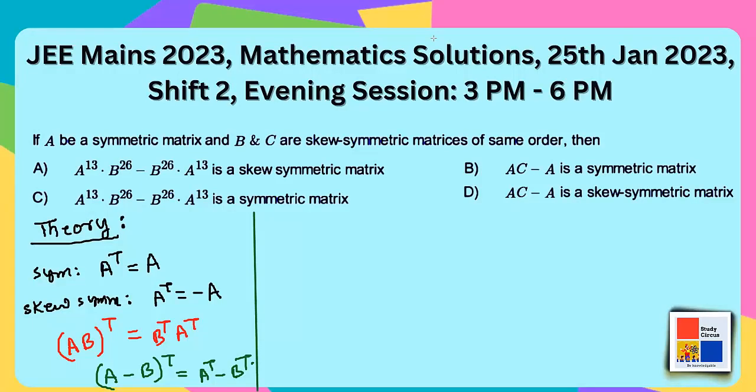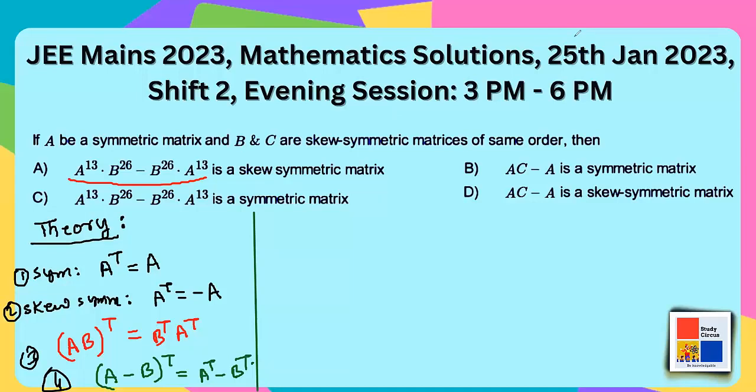Now let me number them: 1, 2, 3, 4. So four properties you have to apply in this question. Now let's see this matrix here. This is one matrix, and we'll try to figure out whether this is a skew-symmetric or symmetric matrix.